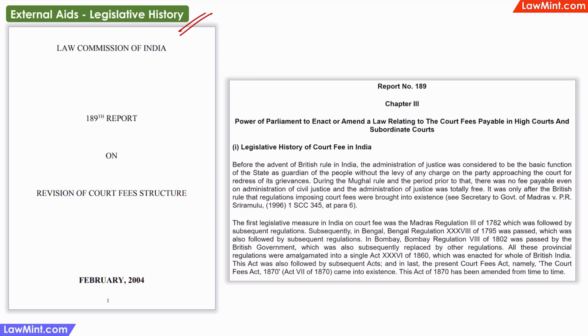Legislative history is similar to historical background, but it is more focused on what happened in the legislative process. For example, why was the new law required? When was the bill introduced? What happened with the specific bill? What were the amendments to the bill before it became an act? What were the subsequent amendments made to the act? Documents like the Law Commission reports can help in understanding the legislative history of a statute, and it can help the courts interpret the true intent of the legislature.